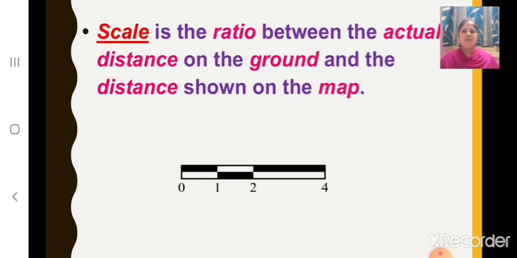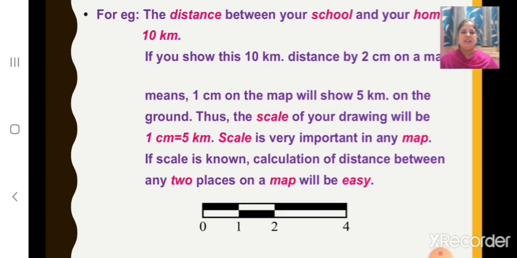So children, what do you mean by the term the scale of the map? The scale of the map means the ratio between the actual distance on the ground and the distance shown on the map. Now children, let's take an example. Suppose the distance between your school and your home is 10 kilometers. And if you show this 10 kilometers distance by 2 centimeters on a map, this means 1 centimeter on the map will show 5 kilometers on the ground. Thus, the scale of your drawing will be 1 centimeter is equal to 5 kilometers.